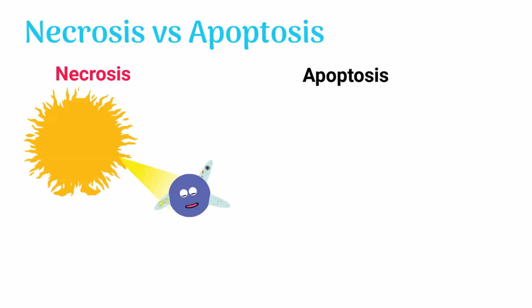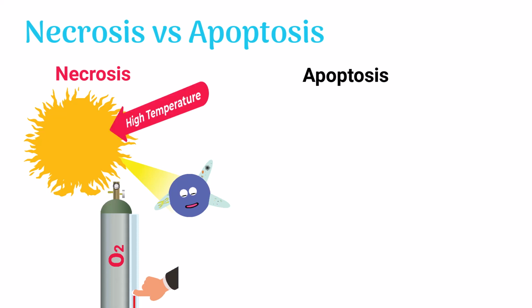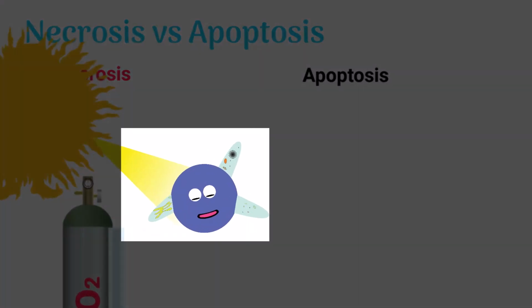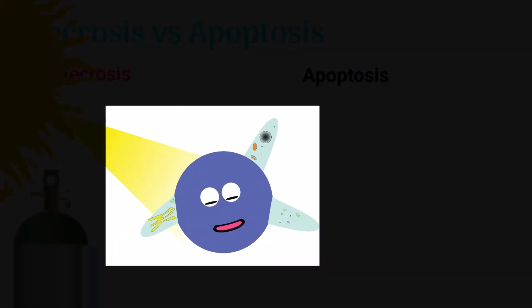Extreme conditions cause necrosis. It means the cell dies of necrosis in unfavorable conditions like low level of oxygen or high temperature, etc. These drastic conditions cause damage to the wall or membrane of the cell, causing the cell to burst and the cell becomes dead.